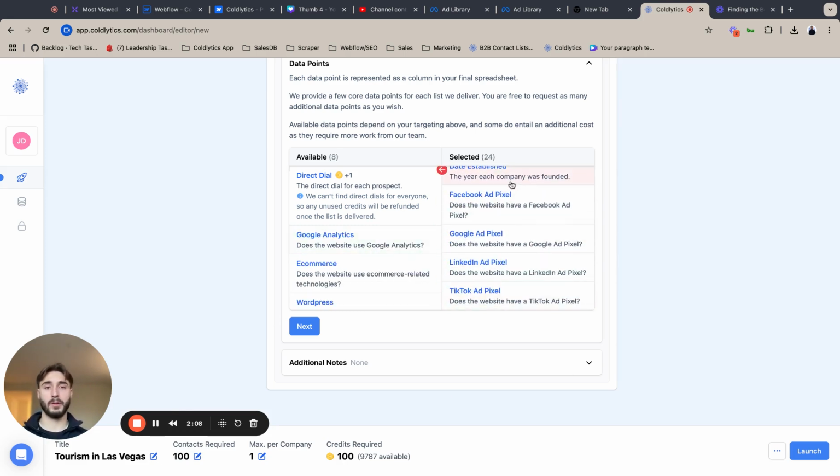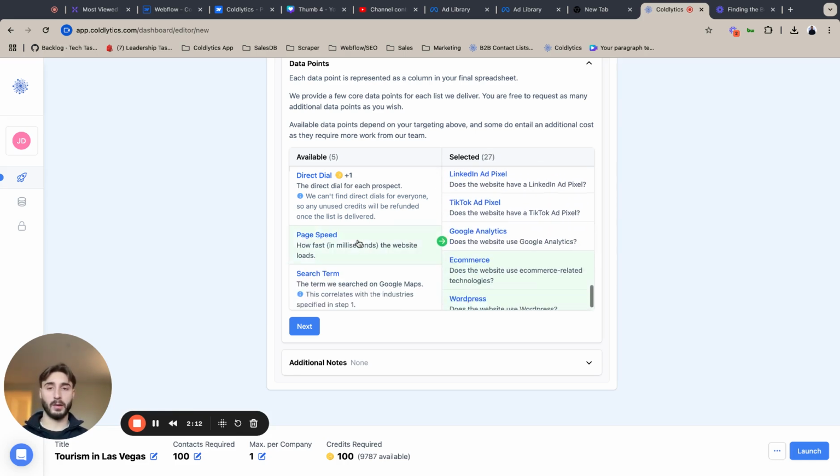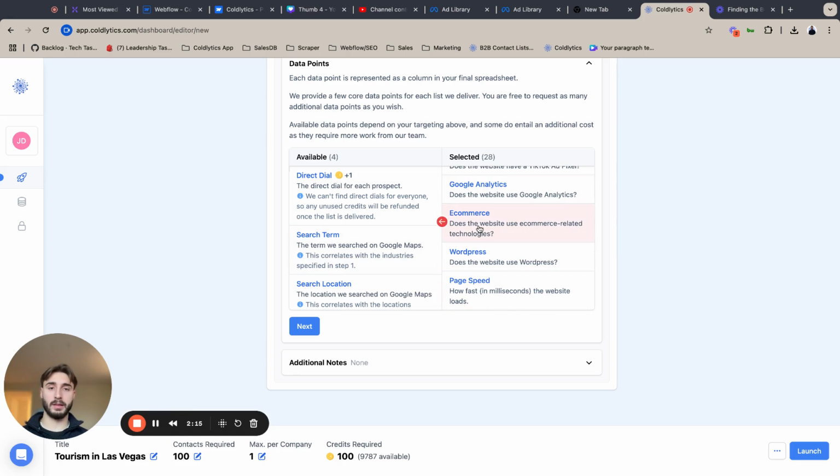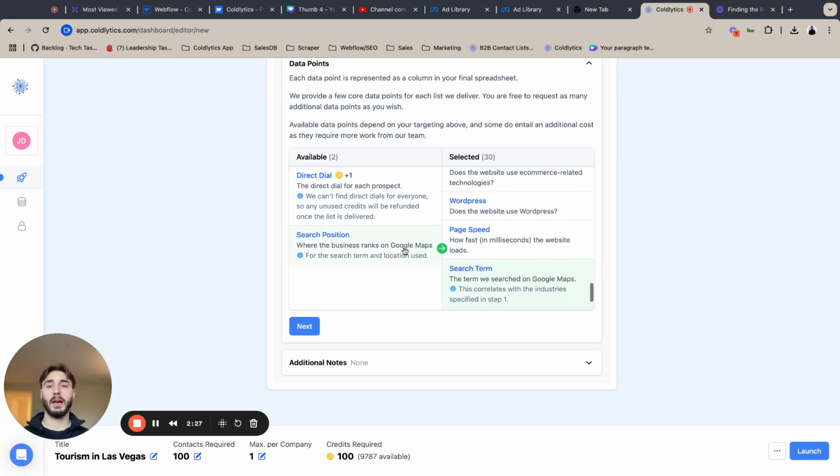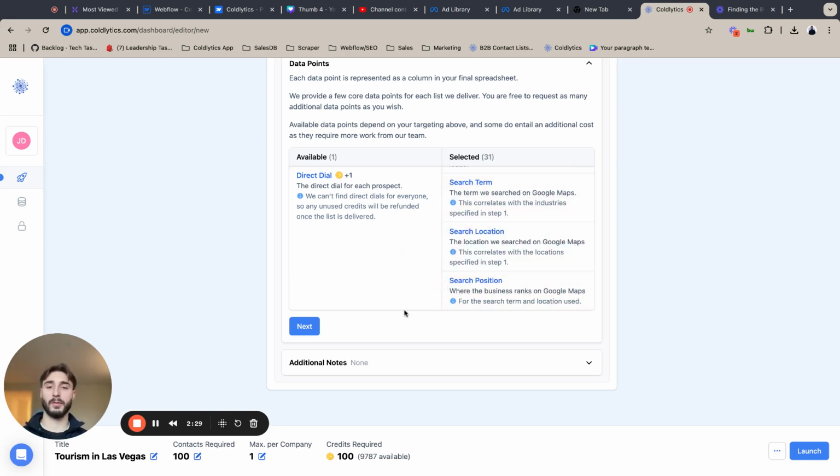If they have an ad pixel on their website, they probably want to work with marketers. The technology ones like Google Analytics, e-commerce, WordPress, page speed. For instance, if they have a slow page speed and you know SEO and you can go and optimize their website, it's almost like an additional service you can add on to the package that you're trying to sell them. And then the SEO terms are also very insightful.